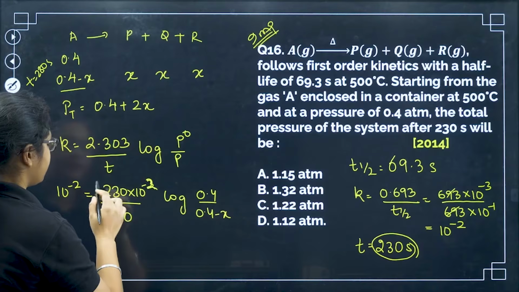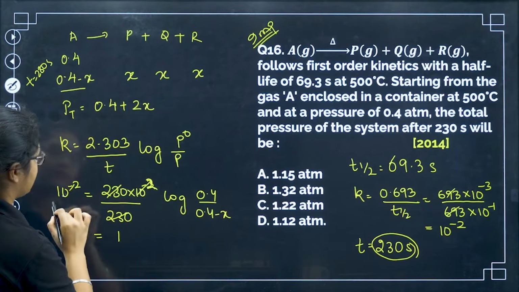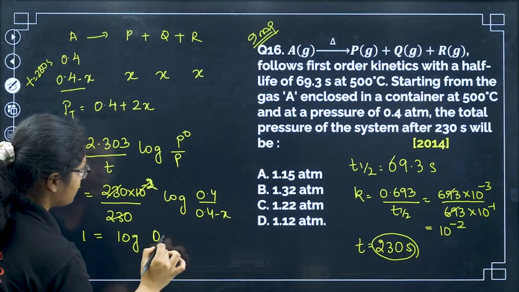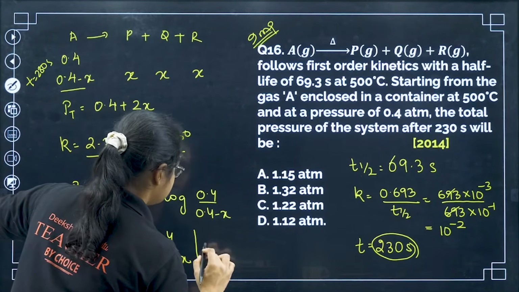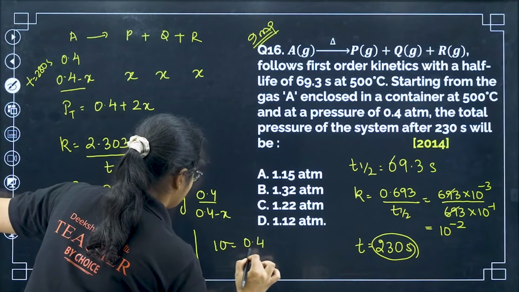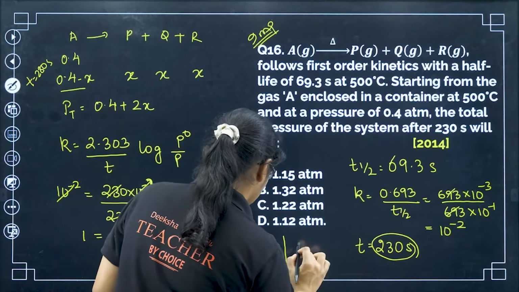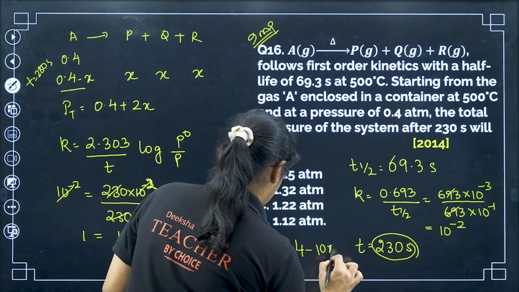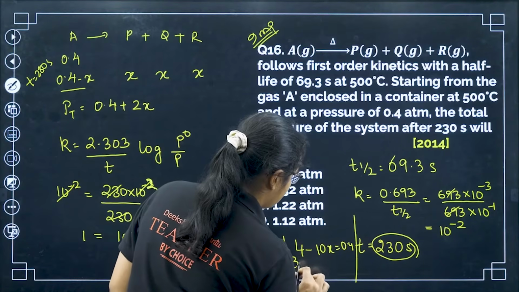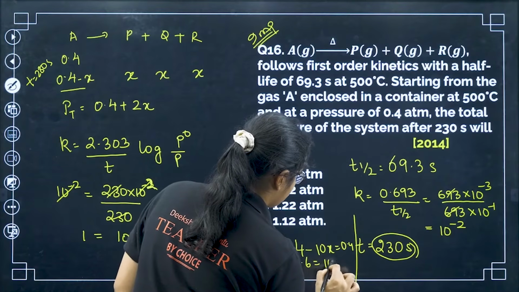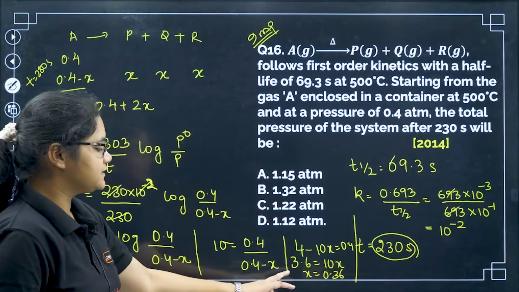Okay, so now if I cancel everything, I'll get 1 is equal to log of 0.4 by 0.4 minus X. So if I take anti-log on both sides, 10 is equal to 0.4 by 0.4 minus X. Now if I multiply this on both sides, I'll get 4 minus 10X is equal to 0.4. Now if I solve this, I'll get 3.6 is equal to 10X, or X is equal to 0.36. So 0.36 is the X value.